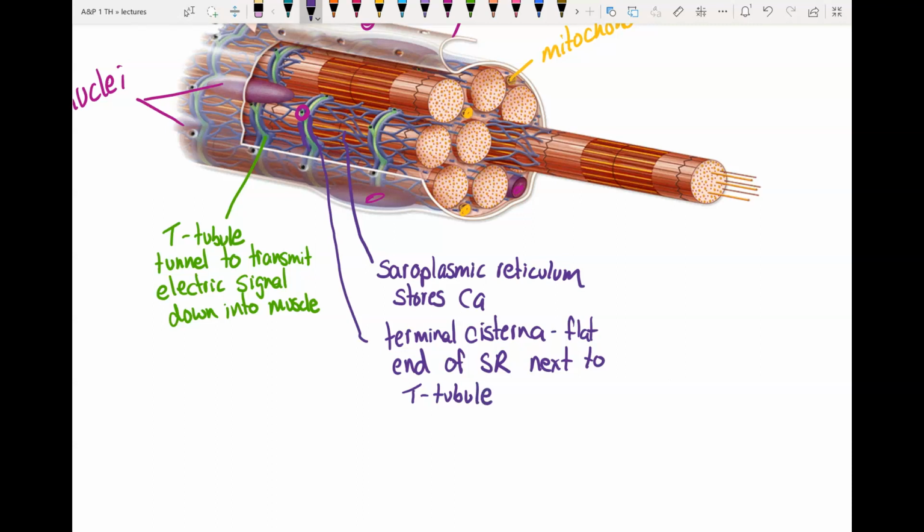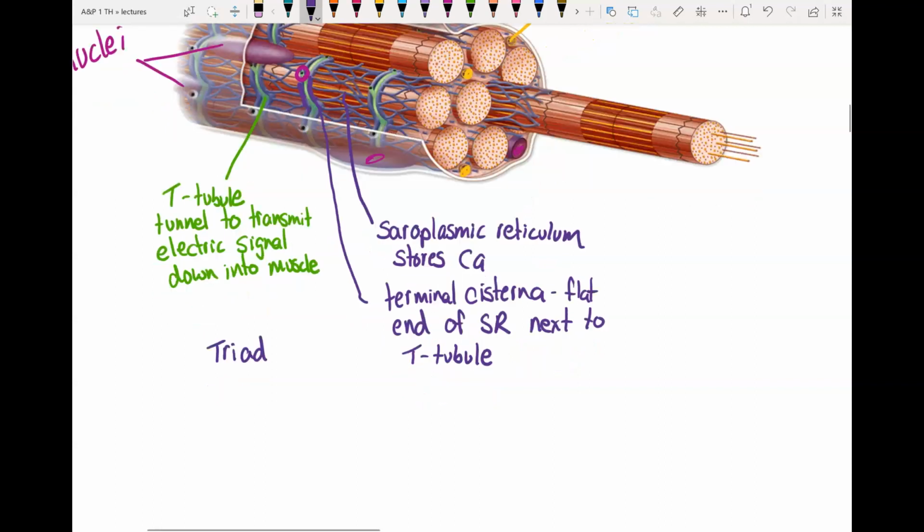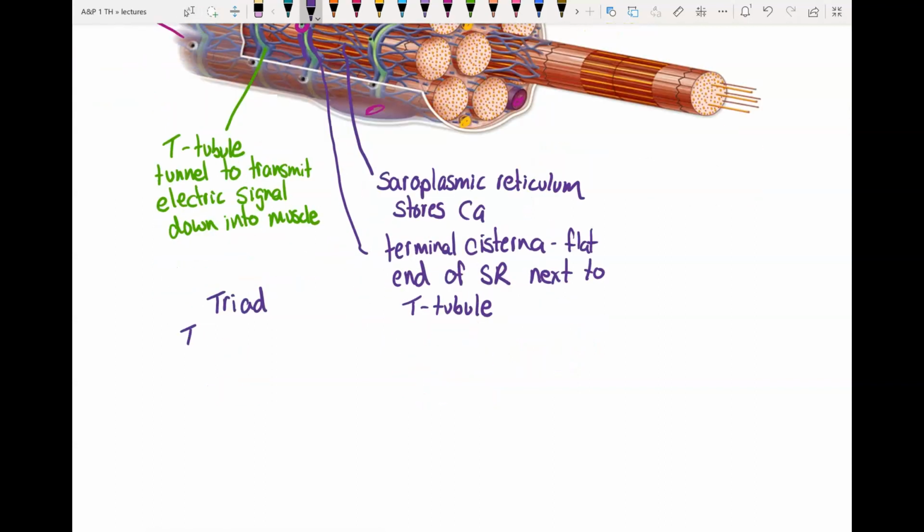And notice how they are all in these sets of three. It's kind of like a sandwich. So you get what is called a triad. A triad is the one T-tubule with a terminal cisterna on each side, just like a sandwich. You have the peanut butter in the middle and the bread on each side. And that terminal cisterna is filled with calcium.